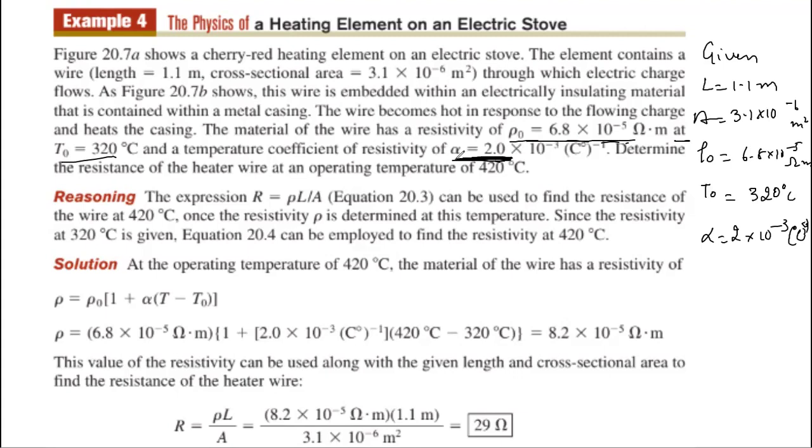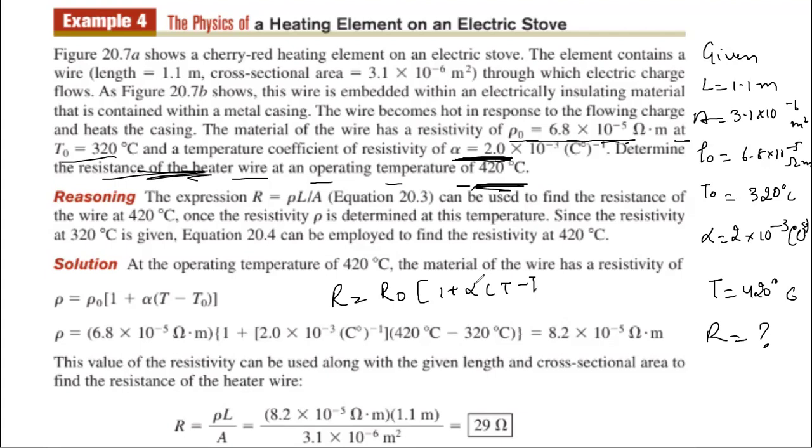Okay, now determine the resistance of the heater at an operating temperature of 420 degrees Celsius. So at 420 degrees Celsius, I have to determine the resistance. So what we can do is you can do this question in two ways, because I just told you this formula, R is equal to R naught (1 plus alpha (T minus T naught)), right? So first you can go ahead and find rho naught, and come back here, and you can fill in the numbers. Okay, and also you can follow this procedure.